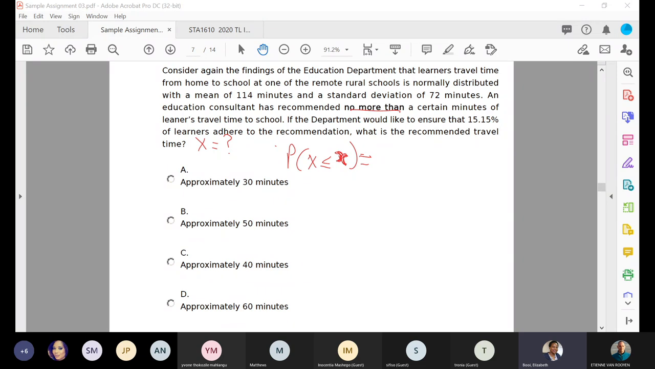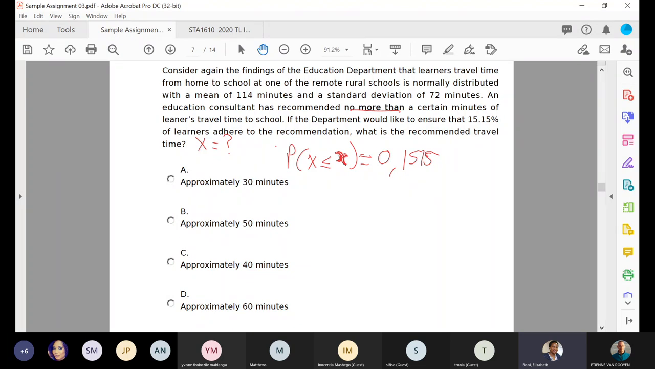15.15 divided by 100 is equal to 0.1515. So what they are saying is, if this is the probability, what is the probability that X will be equal to this probability? What is the value of our X? If our probability of traveling X kilometers is 0.1515, what is that X kilometers that the learner should be recommended for? That's what we're looking for.